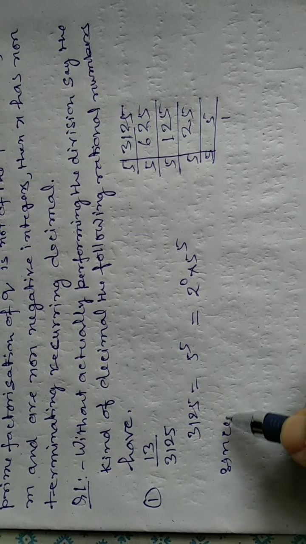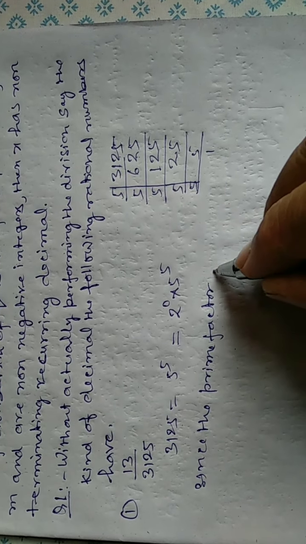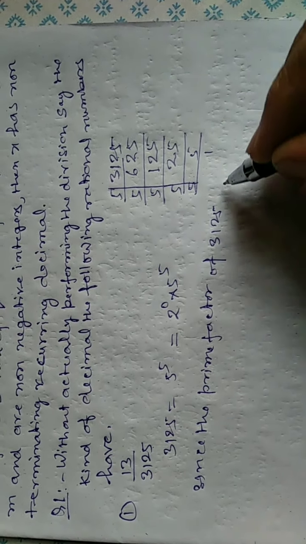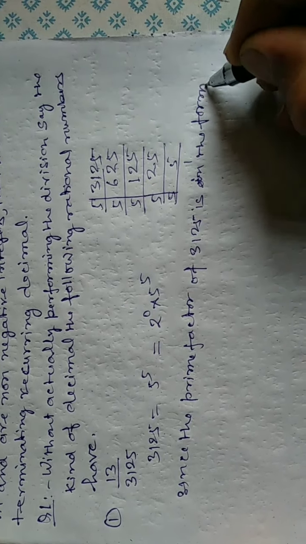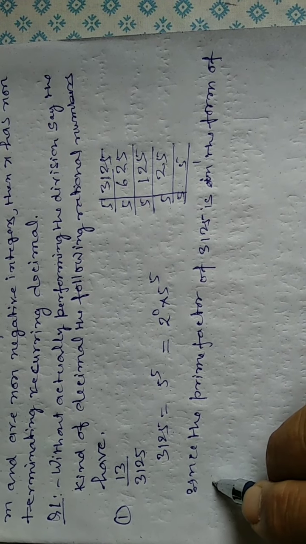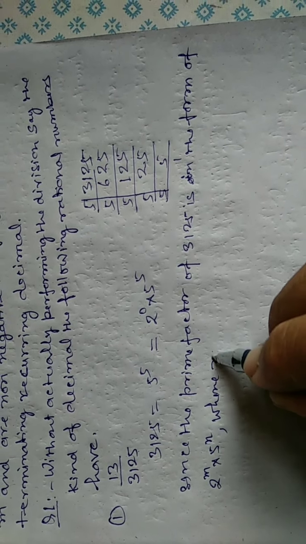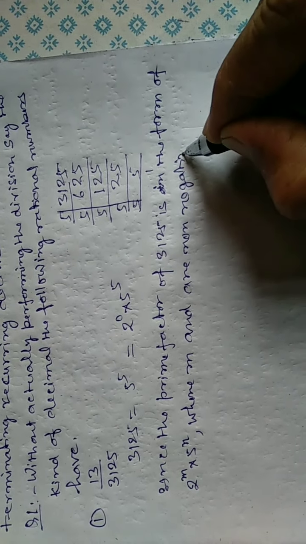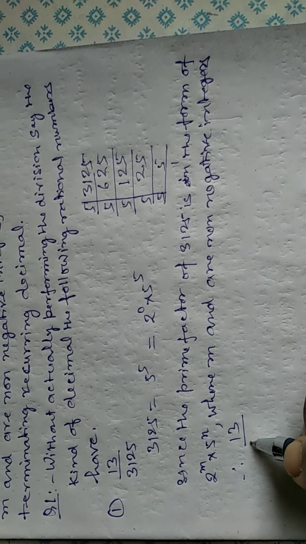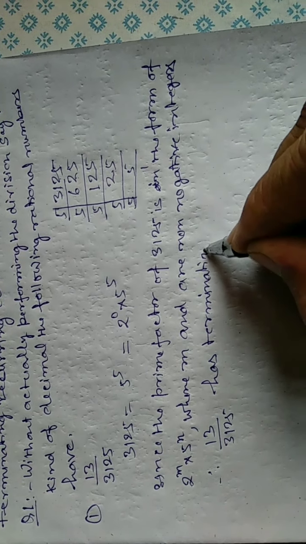Since the prime factorization of 3125 is in the form of 2 power m into 5 power n, where m and n are non-negative integers, therefore 13 by 3125 has a terminating decimal.